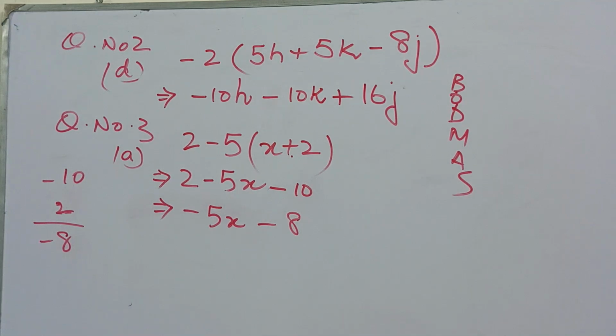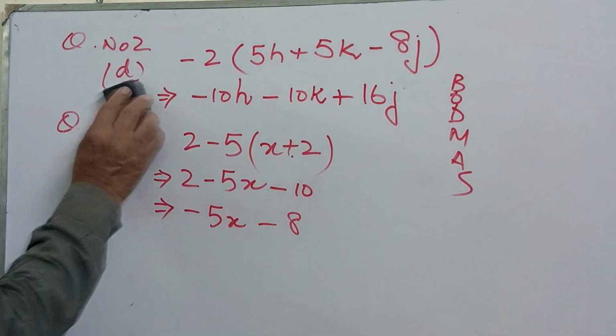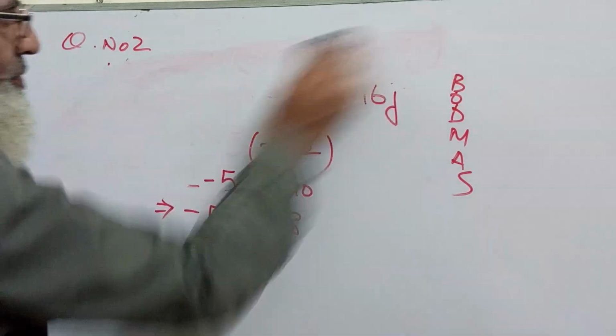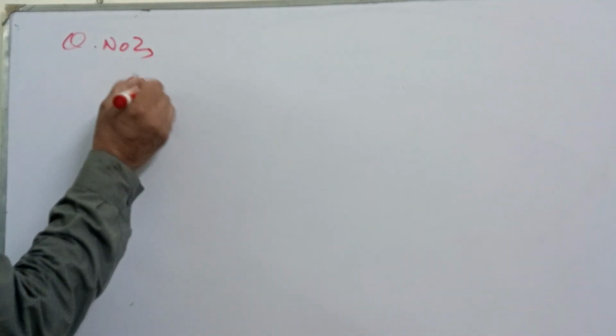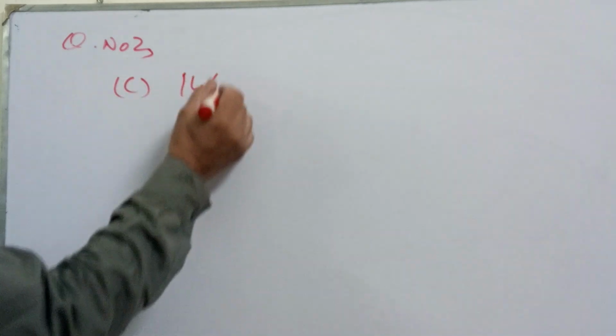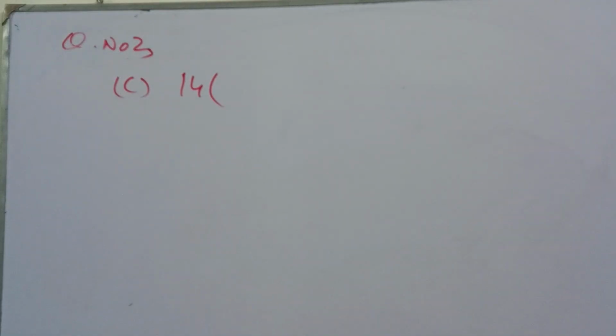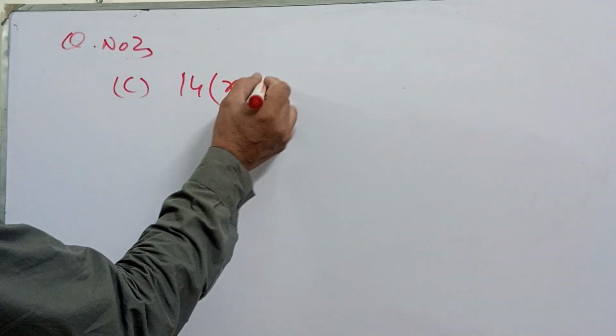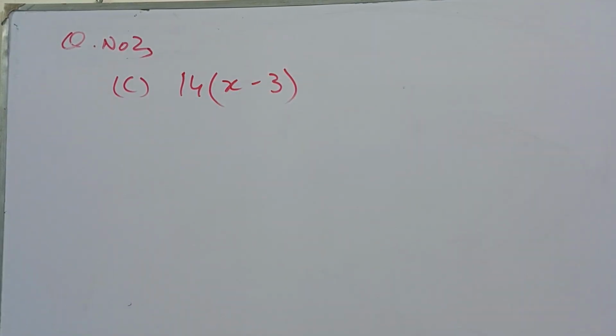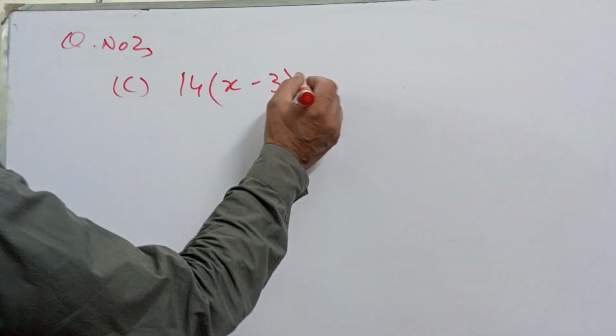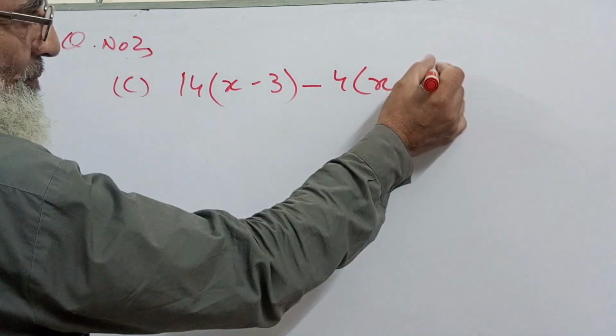Now another question, part C. Let me go to part C. Now my dear students, question number 3, part C. 14 times x minus 3. Now there is another bracket beside it. It is minus 4 times x minus 1.